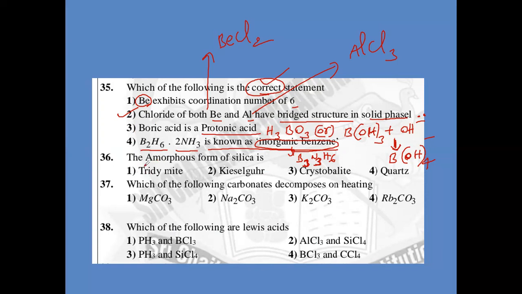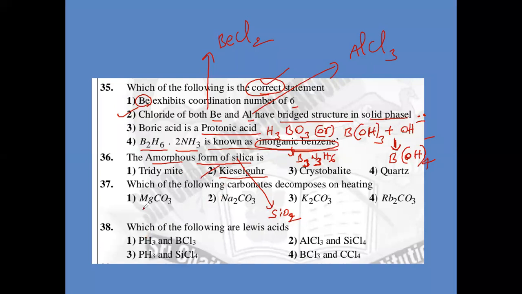And next one, what they ask here: the amorphous form of silica. Silica formula is SiO2. Silicon dioxide exists in amorphous forms and crystalline forms. We have discussed crystalline forms: tridymite, cristobalite, quartz. These three are crystalline forms. But here Kieselguhr is the amorphous form of silica, whereas tridymite, cristobalite and quartz are crystalline forms. So the answer is the second option.